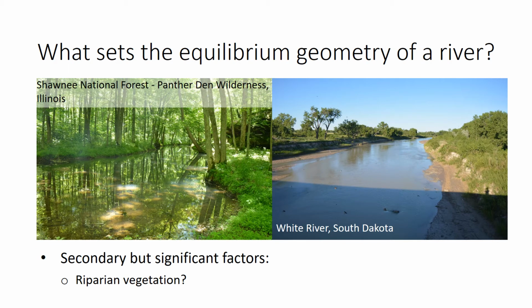In this presentation, I describe the role of riparian vegetation as a secondary factor in river geometry. The photo on the left shows a small river in Illinois where the vegetation has resulted in a seemingly stable bank. On the right, however, although vegetation has appeared, the eroded river bank suggests instability.